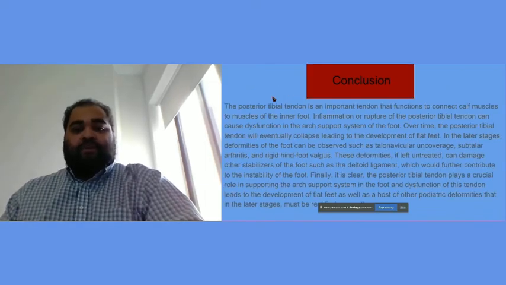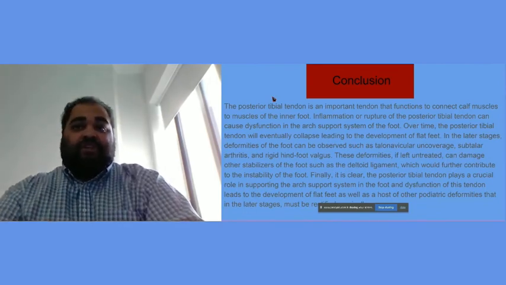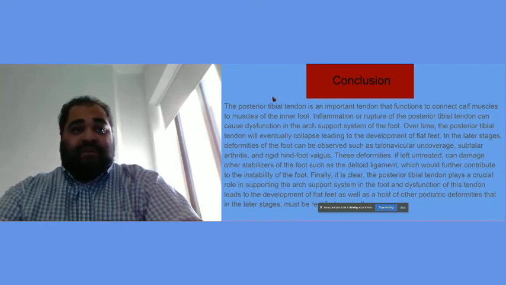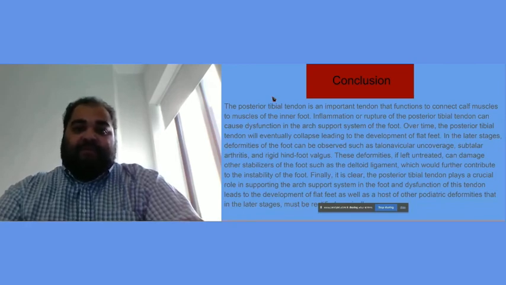In terms of the conclusion, the posterior tibial tendon is an important tendon that functions to connect calf muscles and muscles of the inner foot. Inflammation or rupture of the posterior tibial tendon can cause dysfunction in the arch support system of the foot. Over time, the posterior tibial tendon will eventually collapse, leading to the development of flat feet.